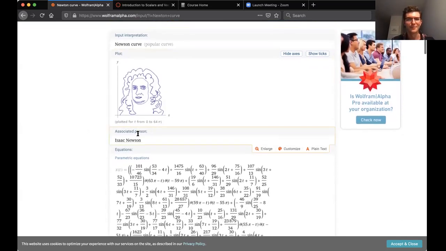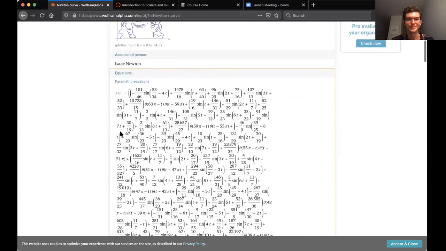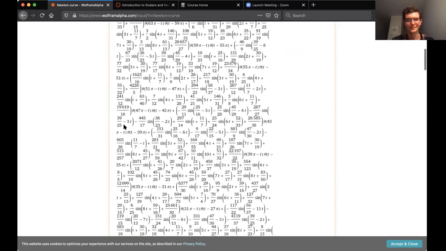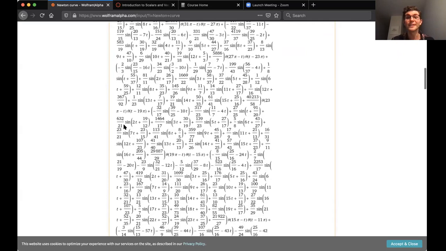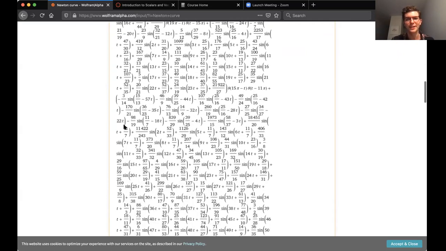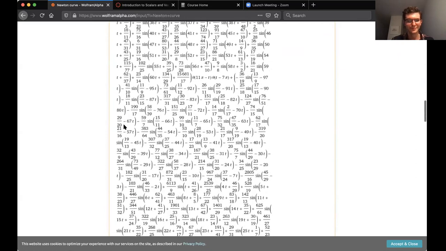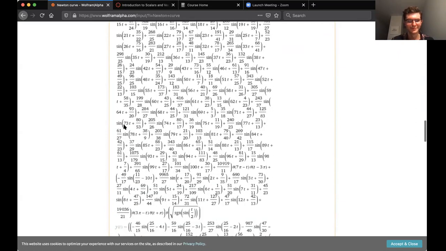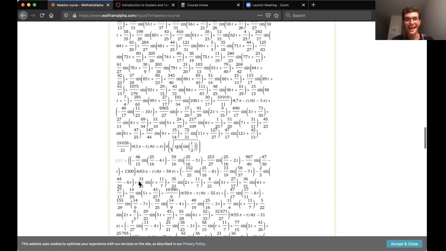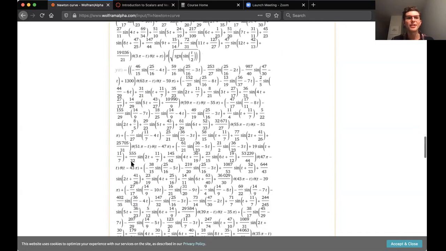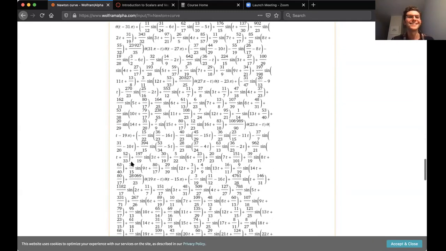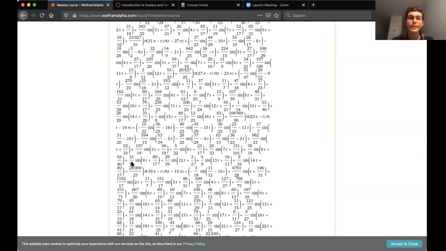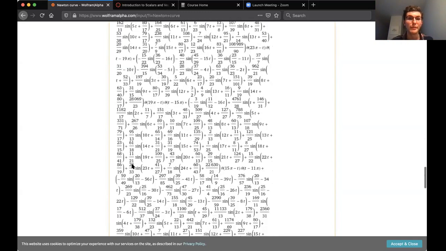Here's a curve. Here's the equation. This is the equation in terms of t for the x coordinate. The hair took a lot of time. And here's the equation for the y coordinate as a function of time. So you have to imagine that the Isaac Newton curve was drawn by a particle moving in time, and this is how the particle was moving.